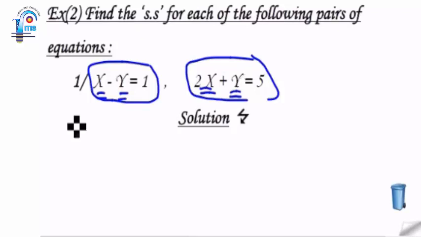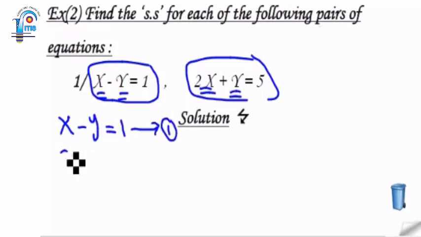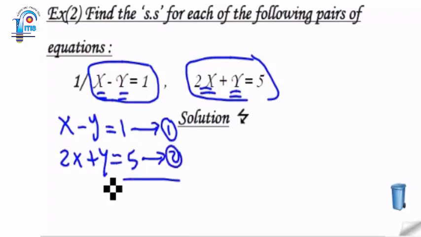Let us start. x minus y equals 1. This is the first equation. Using elimination, we will write 2x plus y equals 5. This is the second equation. We look for the coefficient of x here, which is 1, and the coefficient of y is negative 1. What about the coefficient of x here? 2. What about the coefficient of y in the second? Positive 1. One of the two coefficients of y is the additive inverse of the other.